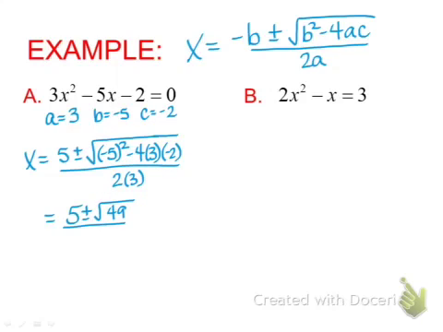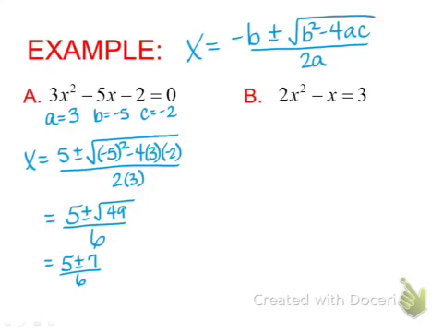And then on the bottom, I calculate my 2 times 3, and I'm going to put that down here as 6. So I end up with this: 5 plus or minus the square root of 49 over 6. Now I take care of my 49. 49 happens to be a perfect square, so I can make that 7 over 6.